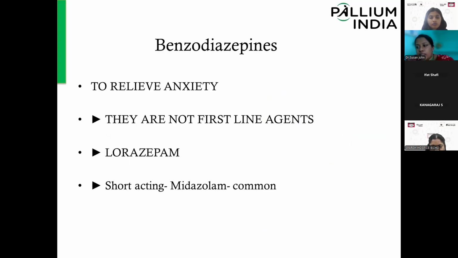So, benzodiazepines. I already told that anxiety has a very important role in increasing the breathlessness. So to relieve this anxiety, we can consider benzodiazepines. They are not the first line agents, but we can give lorazepam or a short acting one like midazolam. Usually we commonly give midazolam.